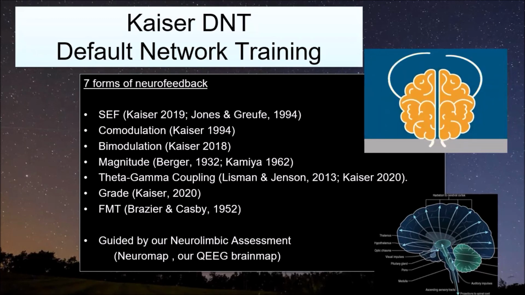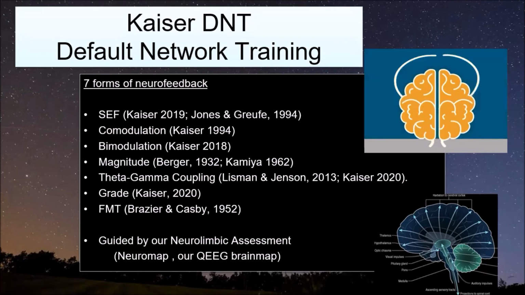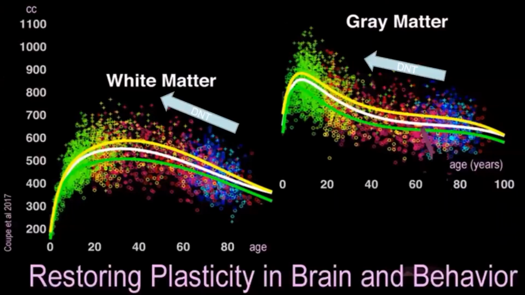Then again, when coupling's available, we have something called grade, and we have FMT. That one's really old, but they weren't training it back in those days in the 50s, but it's been training since the 80s, I think. Maybe not, 90s. And we got it by a brain map, so it's all personalized for the individual.